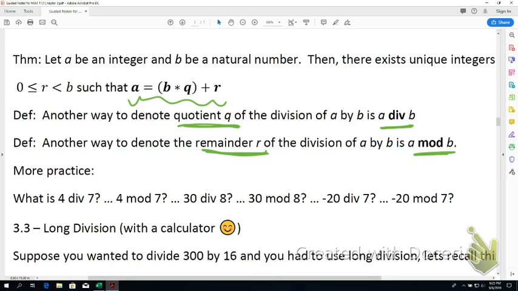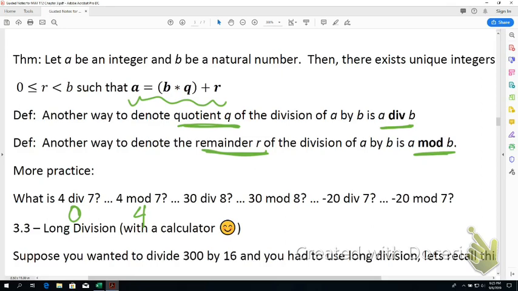So on your test, if you see 4 div 7, what does that want? Well, that wants the quotient of 4 divided by 7, which can't happen. I can't divide 4 by 7. I'll get a remainder, but I won't get a quotient. The quotient will be 0. So 4 mod 7 will be 4.